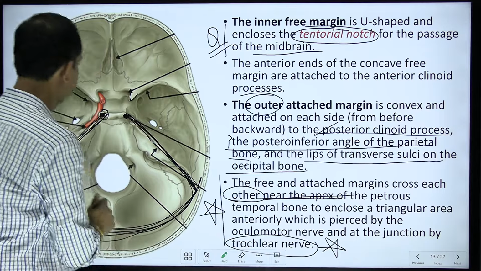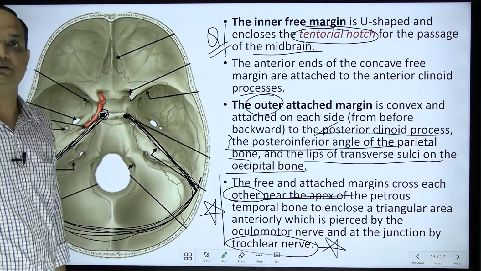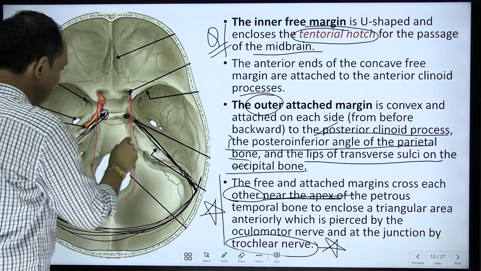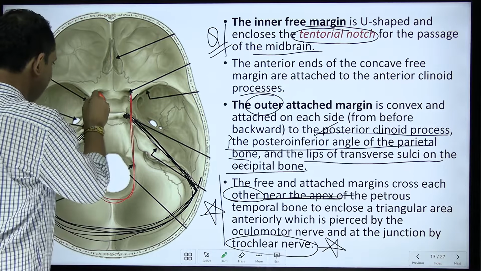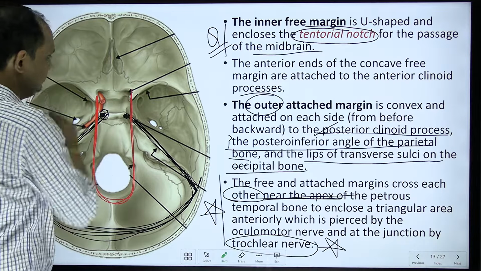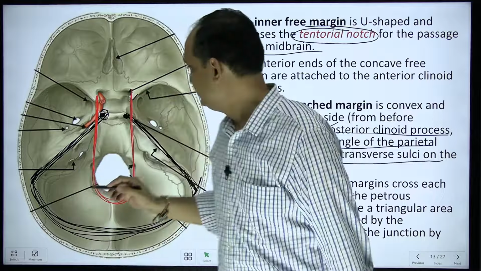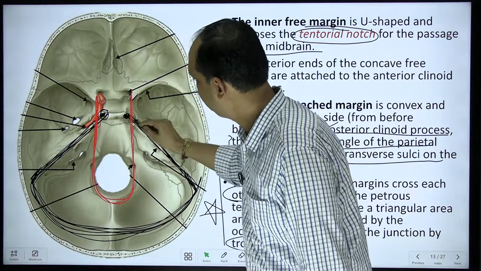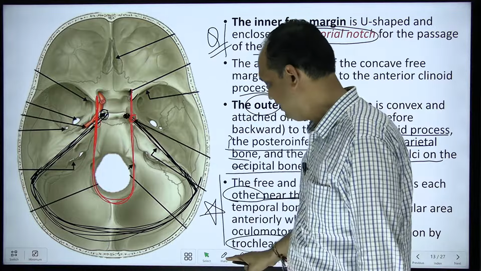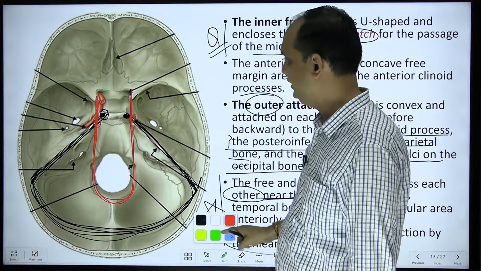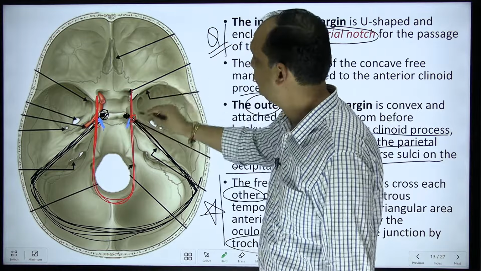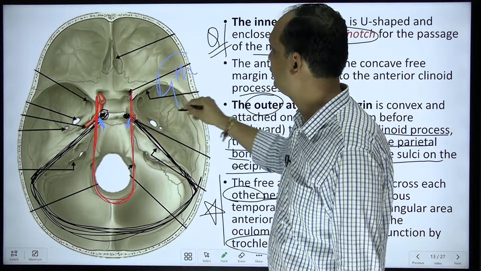So ye kaise hoga? Dekho, ye kya banaya humne? Attached margin. Hum free margin kahan banayenge bachcho? Free margin hum yahan banayenge. Now this is the free margin. So free margin is from anterior clinoid process. So now, where is the crossing? Now see, this is the point of crossing. Now at this point of crossing, we have a cranial nerve, and that cranial nerve is present here, and this cranial nerve is none other than fourth cranial nerve or your trochlear nerve.